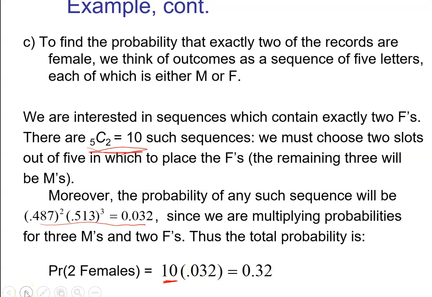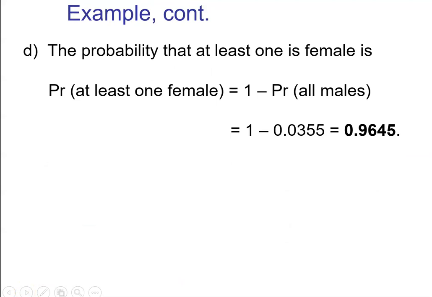Okay, and the last one is the probability that at least 1 is female. If it's at least 1 female, we can do 1 minus the probability of all males, which we found earlier. So that would be 0.9645.